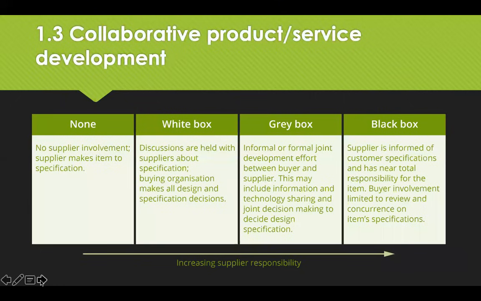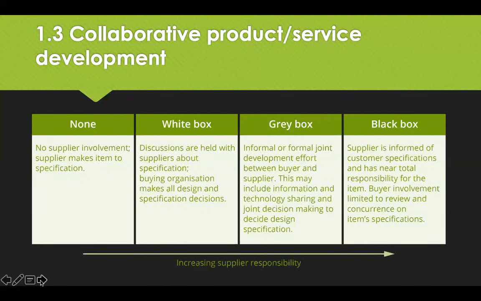Now, the level of responsibility varies with the level of supplier involvement, ranging from no involvement all the way to black box design, which is primarily supplier driven, but is based on a buyer specification. So you'll have none where there's no involvement at all. With the white box, discussions are held with suppliers about the spec. The buying organisation makes all the design and the spec decisions. And you can see this arrow at the bottom where the supplier responsibility increases as you go up from white to black. The grey box has some form of informal or joint development.